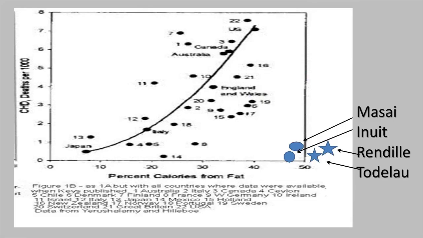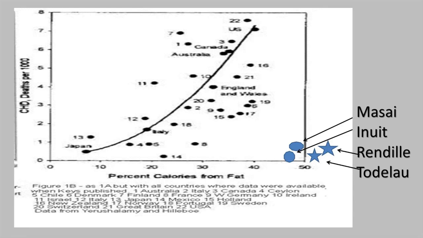If Keys had included all 22 countries in his study, the result would have been a clutter of dots like this. In fact, it turns out that people who have the highest percentage of saturated fat in their diets have the lowest risk of heart disease.